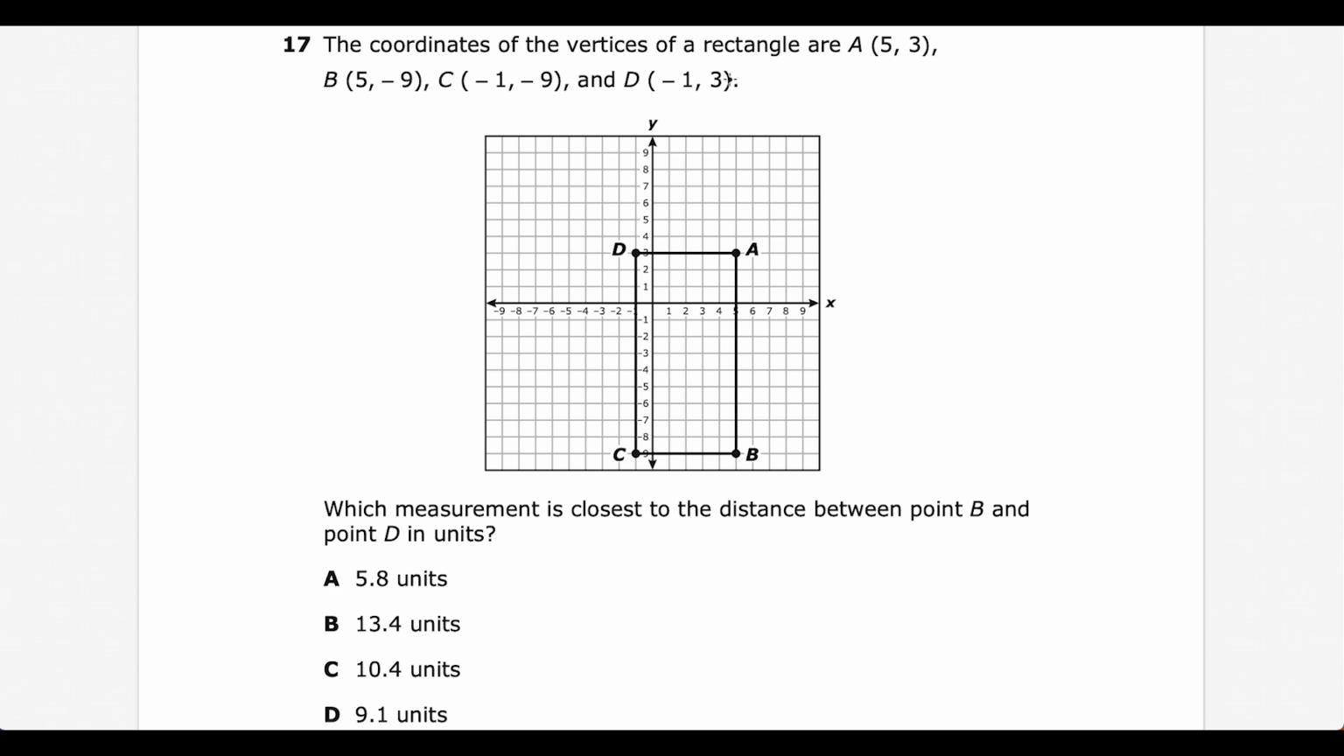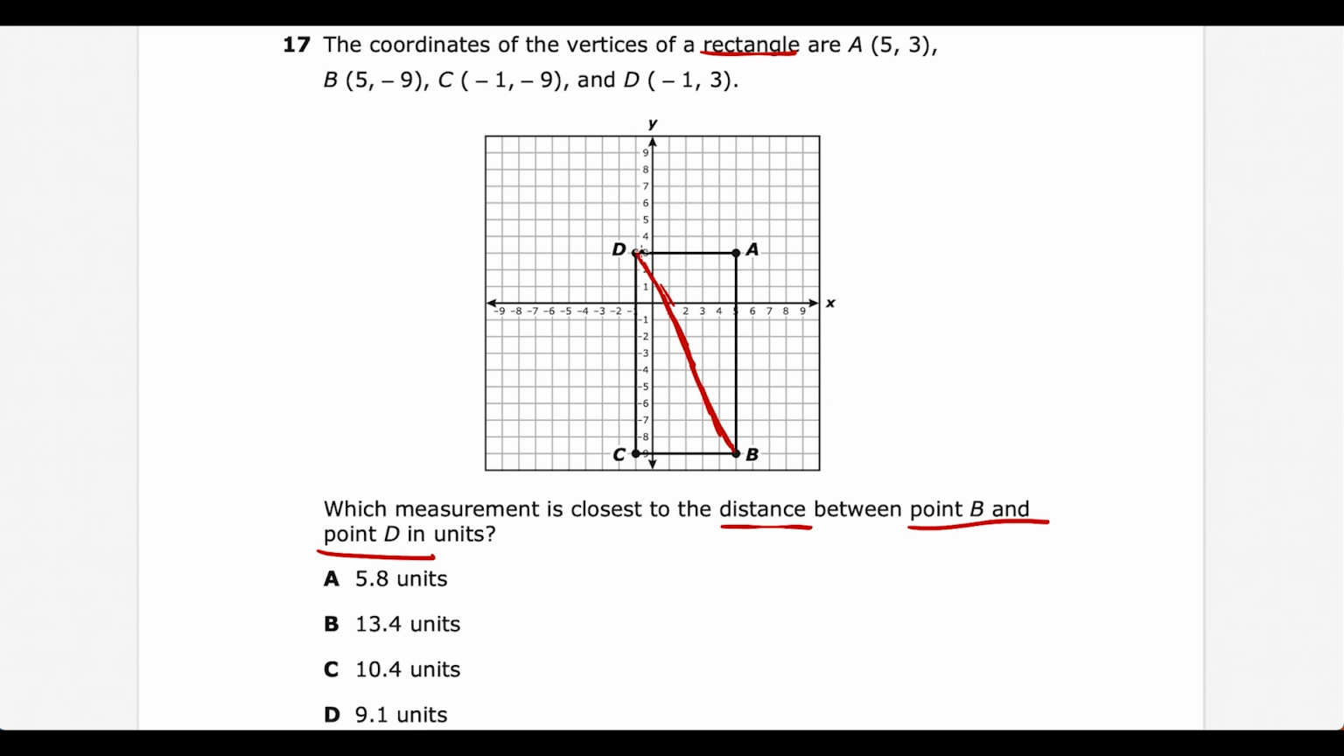Question 17, we have a rectangle on this coordinate grid. Here are the points and their locations, and we want to know which measurement is closest to the distance between point B and point D. Now there is a nice distance formula to find the distance between 2 points, but that's not in the reference sheet and that's hard to memorize. So we're going to go a different approach here. And to find this distance between point B and point D, so I'm doing my best to draw this line here, we want to find the distance or the length of this line segment.